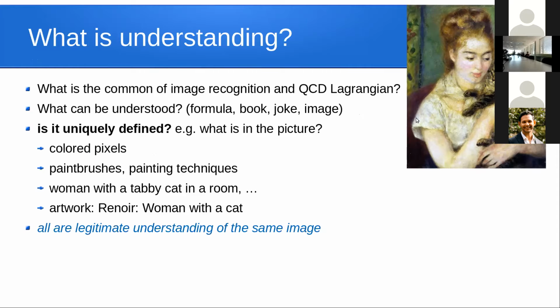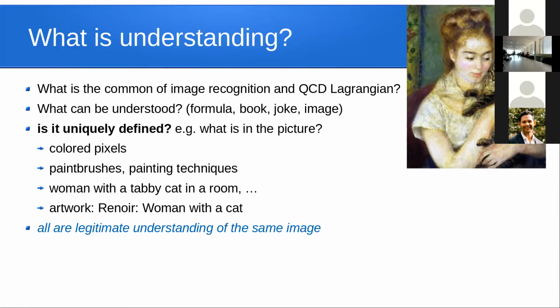For example, consider the image on the right hand side. I think I can move it down. Probably I can make it vanish, but it is better now. So consider this image on the right hand side, then we can describe it in different ways. We can say that it contains colored pixels, and it's okay. It's true, and it's a perfect description of this picture. We can say that, well, this is a painting after all, so it contains paint brushes and painting techniques. And again, this is a picture, a work of Renoir.